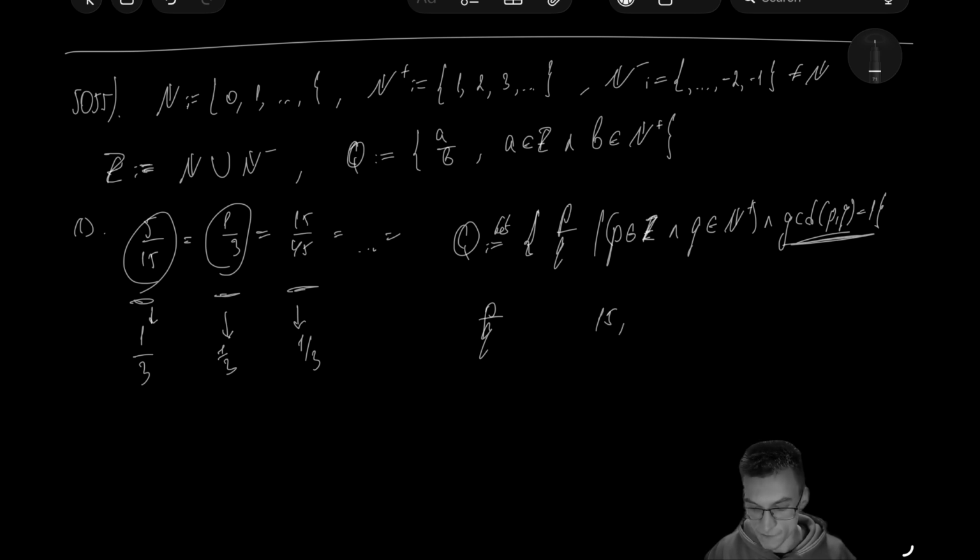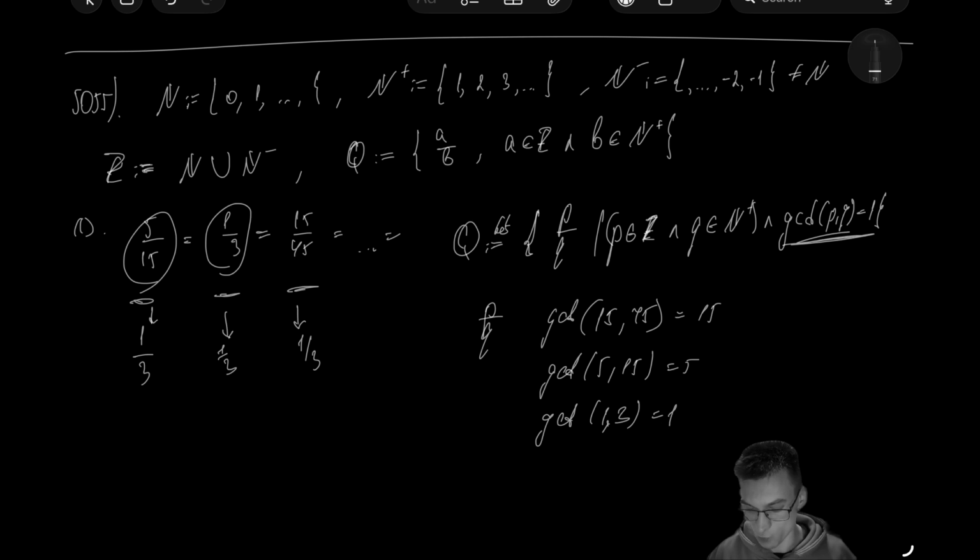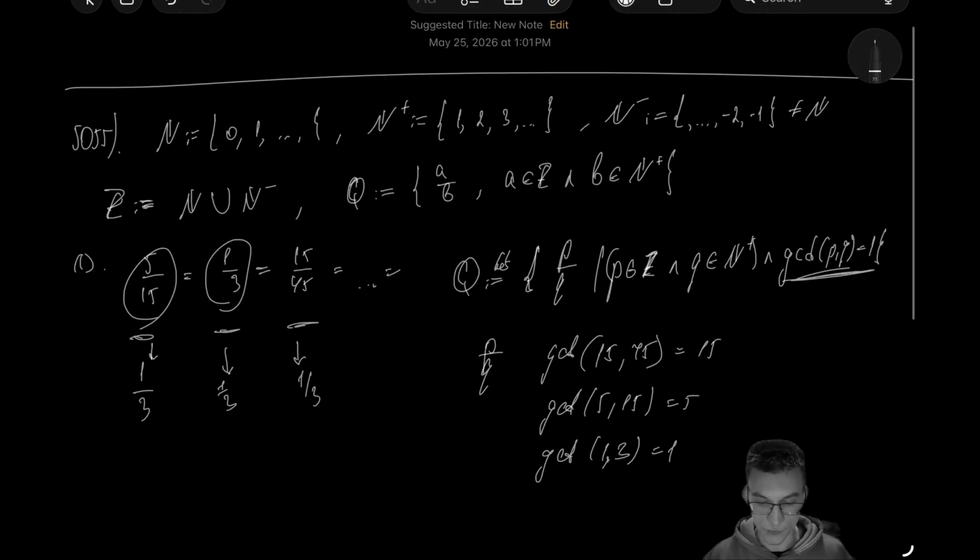For example, 15 and 45 do have a common divisor, which is 15, and the greatest common divisor of 5 and 15 is 5, but the greatest common divisor of 1 and 3 is 1. So this is the canonical form, the canonical representation of rational numbers, and we're going to use it in our future videos. One of the problems that I'm going to prove in my next video is that for any element from the set of rational numbers, there is always such a canonical representation.